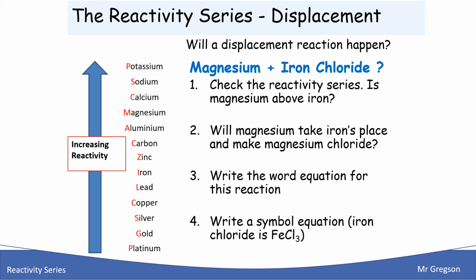So I've got, will a displacement reaction occur if I add magnesium and iron chloride? Well, the first thing I want to do is put a line under my 2 metals, and I'm going to find them on here. So I've got iron here, and I've got magnesium here. Now, straight away, I can see that magnesium is more reactive than iron. So check the reactivity series.